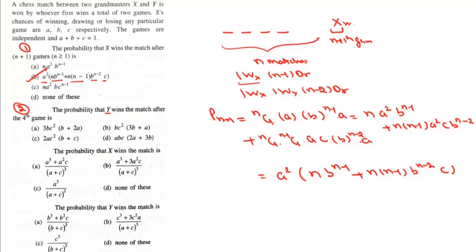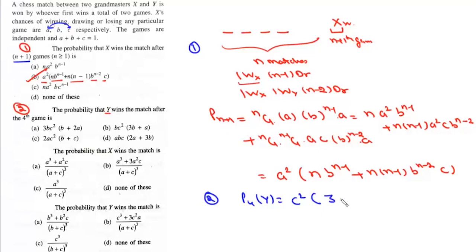Now in the second question it says the probability that Y wins the match after the 4th game. Now we have already calculated it for X, and the difference between X and Y is that their probabilities of winning and losing are interchanged. So we'll use the formula from the first part to calculate the probability of Y winning in the 4th match. So it will be P4 for Y, and in this we need to interchange A and B. So we can write C square. Now the value of n should be 3.